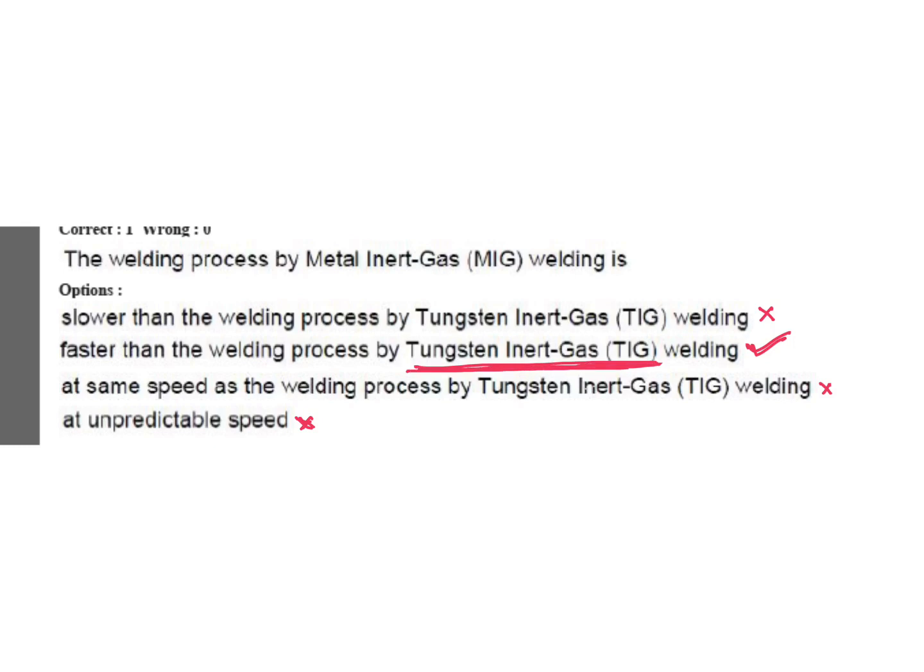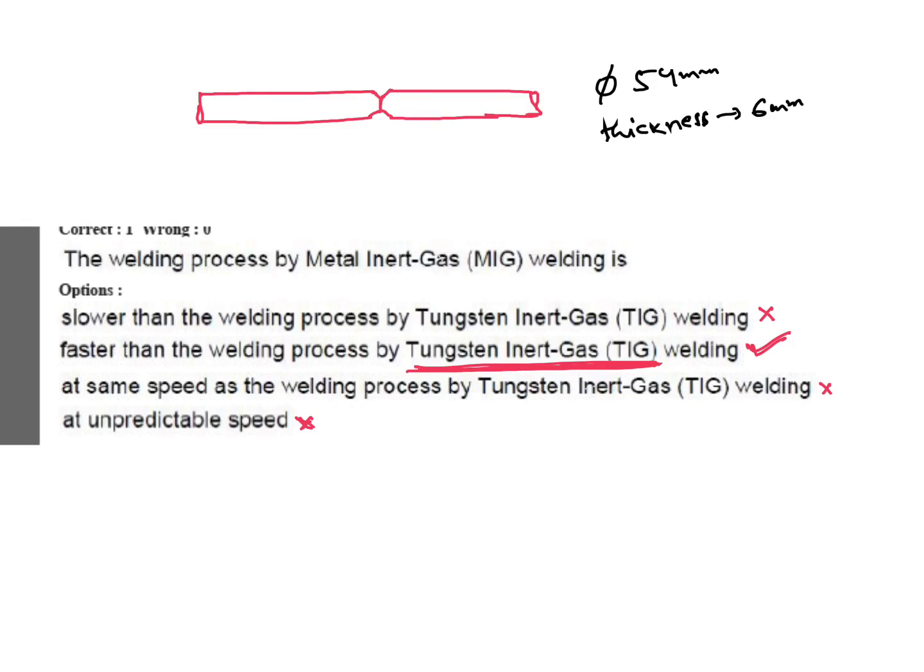One practical example I am giving. If we are doing a butt welding for a tubular product or tube having outer diameter 54 mm and thickness 6 mm, if we do MIG welding here, we can finish it within 2 to 3 minutes. But if you do TIG welding, it will take around 15 minutes.